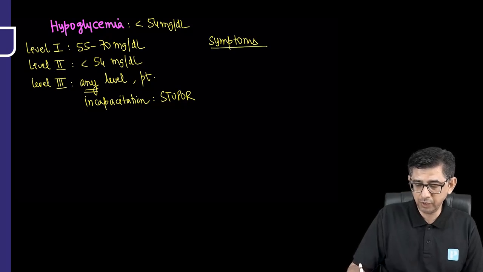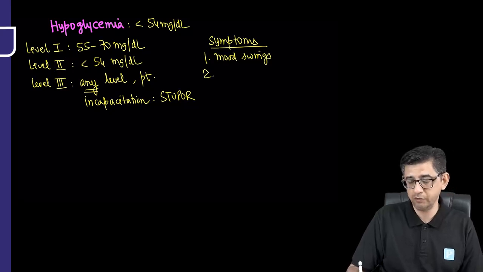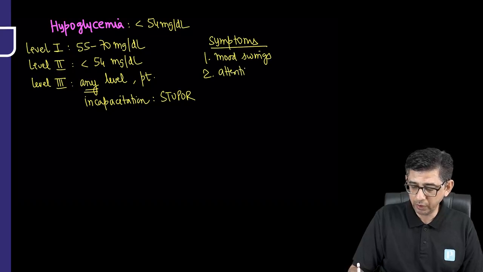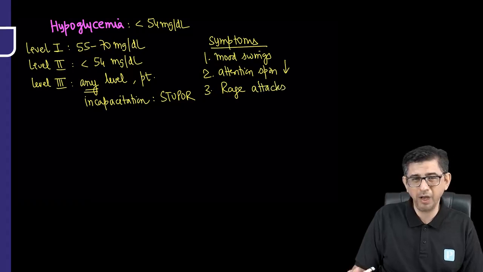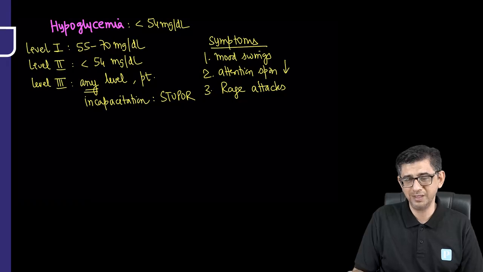What are the symptoms of hypoglycemia? Well, it begins as mood swings. Many times you would have seen that if you go for an exam without having your breakfast properly, your attention span begins to reduce. You tend to feel more edgy, moody, irritable, and in fact angry also. So hypoglycemia causes a person to become angry, moody, or excessively fretful.